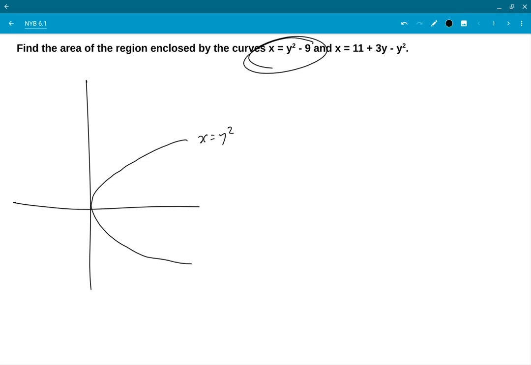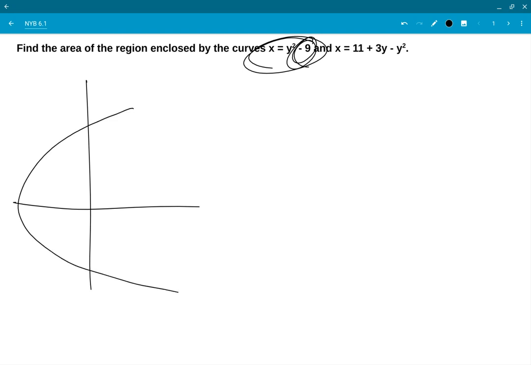And now for this one, we're just going to shift it to the left by 9. So, something like this. So it's a parabola opening to the right. Now the other one has a negative in front of the y squared, so it'll be something like that.